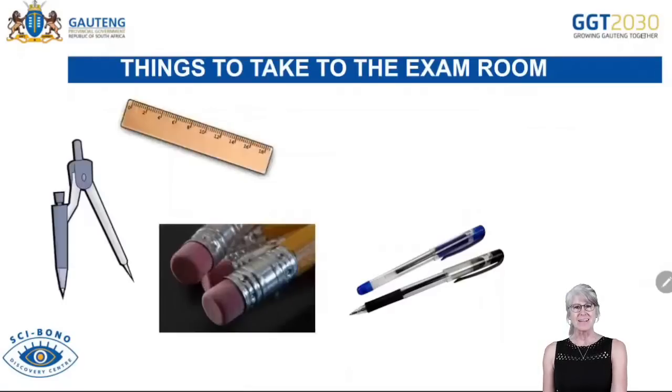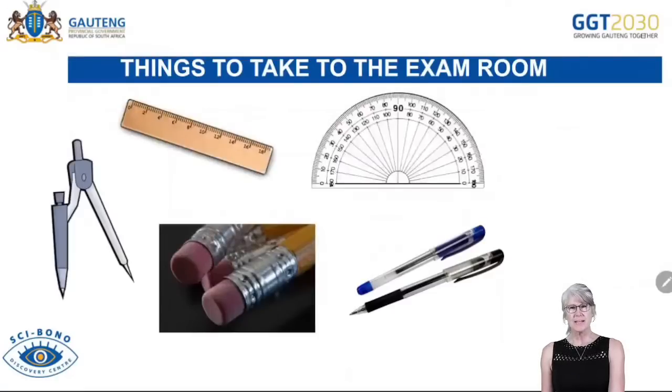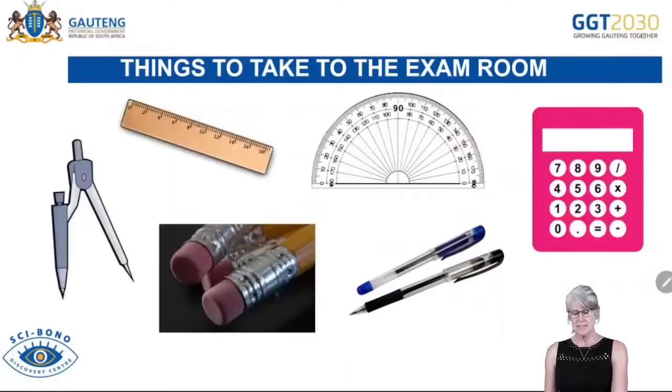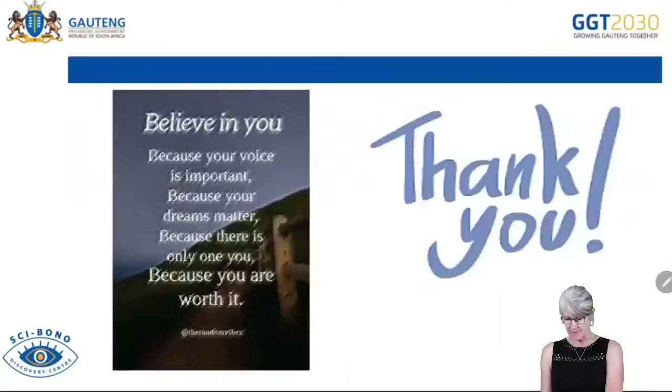I also must have a compass in case they ask us to draw a pie chart. If they ask us that, then I'm able to draw a circle nice and round. And then also the protractor to be able to work out the sizes of the angles in that pie chart. So the angles of the different segments. I must have a calculator, and then I'm set to write the exam.